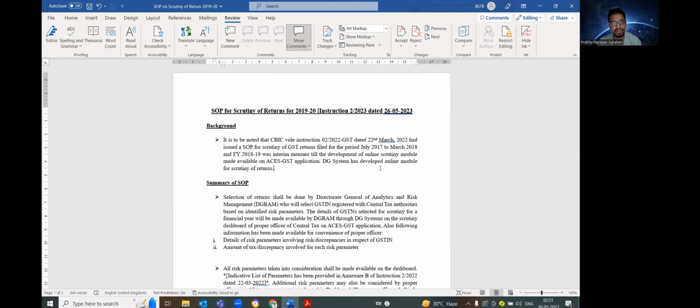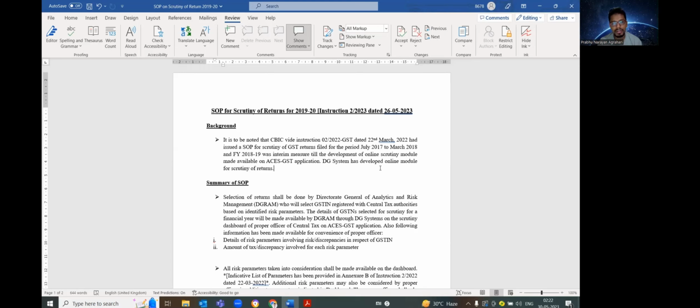The following information has been made available for the convenience of the proper officer: details of risk parameters involving risk discrepancies in respect of the GSTN, and the amount of tax discrepancies involved for each risk parameter. It means the return is selected by the Director General, DGARM, based on the risk parameters and the amount involved in each risk parameter.